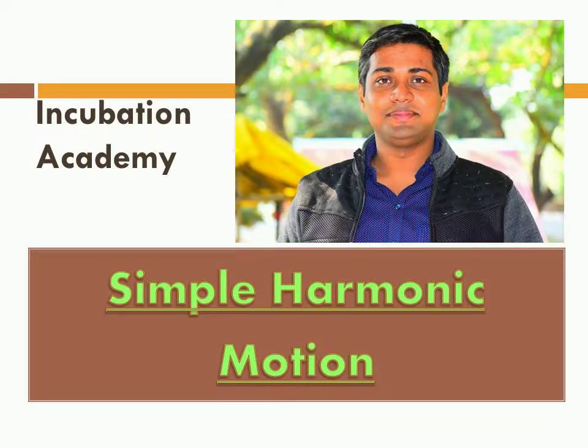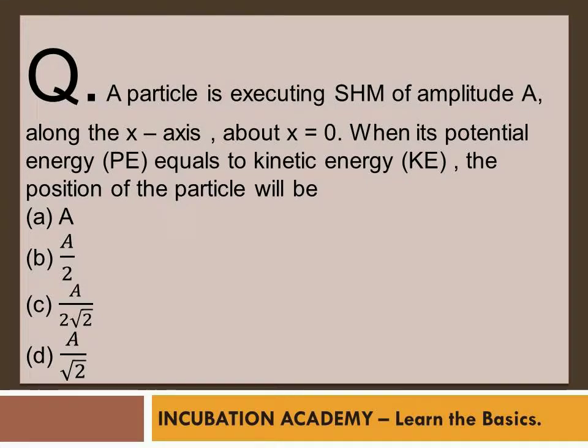Today I am starting a new series of the simple harmonic motion numericals. A particle is executing simple harmonic motion of amplitude capital A along the x-axis about x equal to 0. When its potential energy equals the kinetic energy, the position of the particle will be. Four options are given: A by 2, A by 2 root 2 and A by root 2. Before that, let us try to understand what the kinetic energy and potential energy of a particle are.